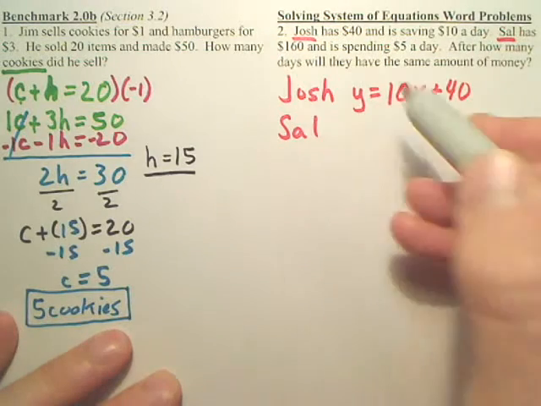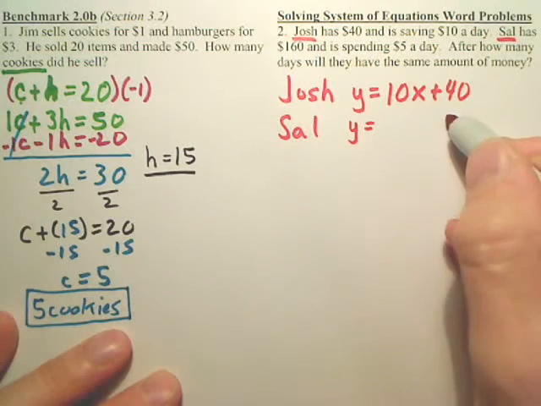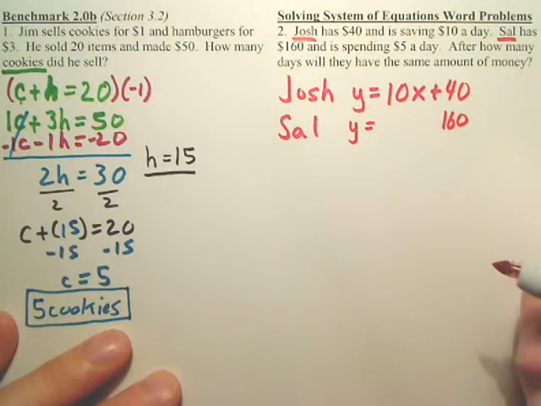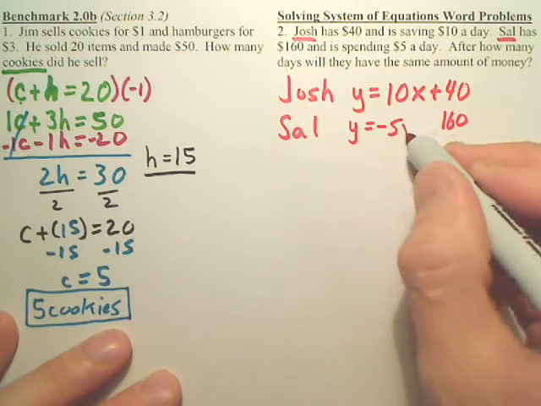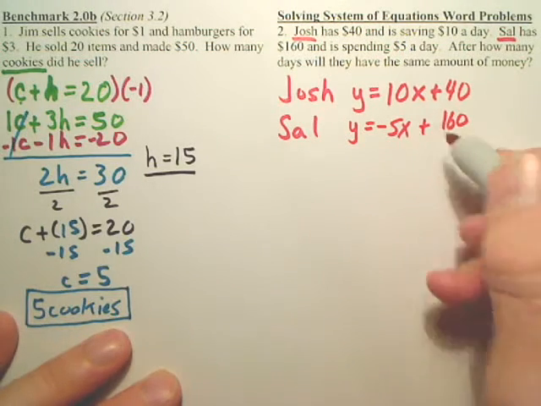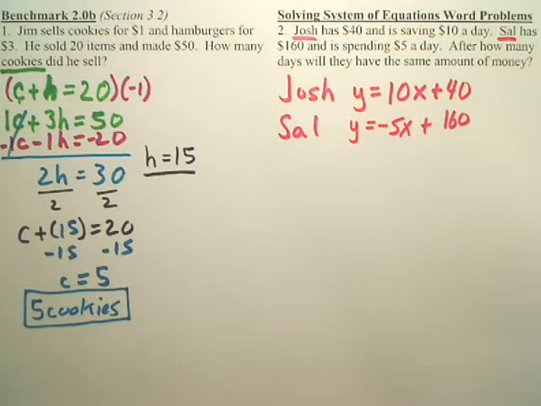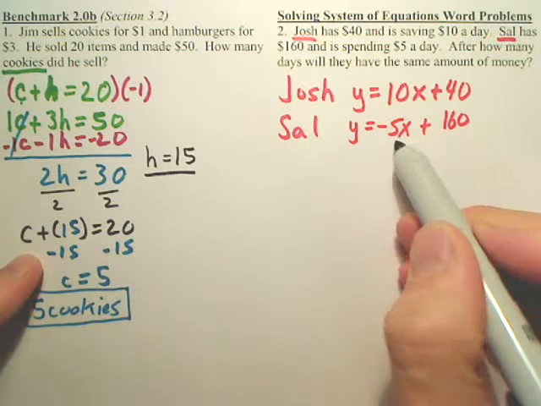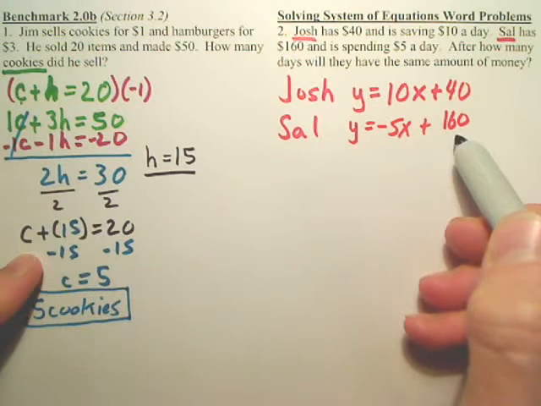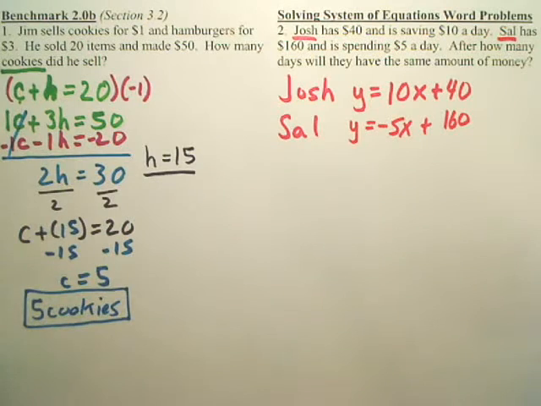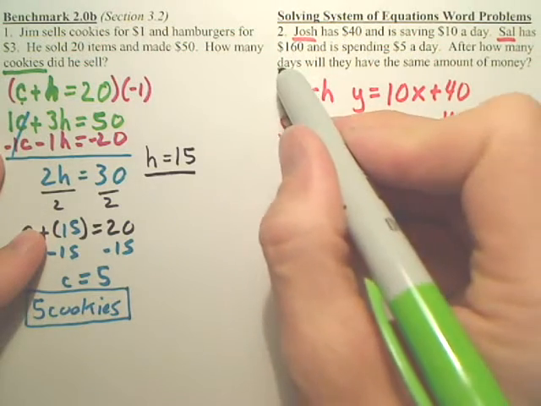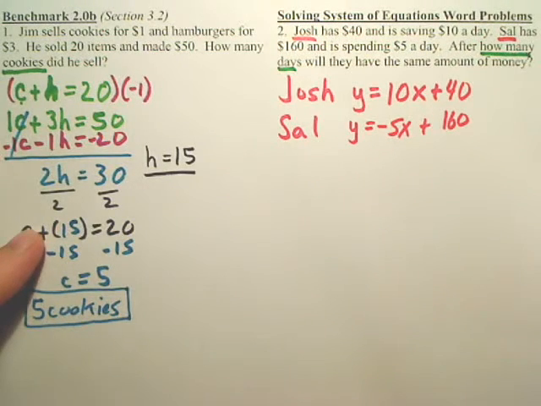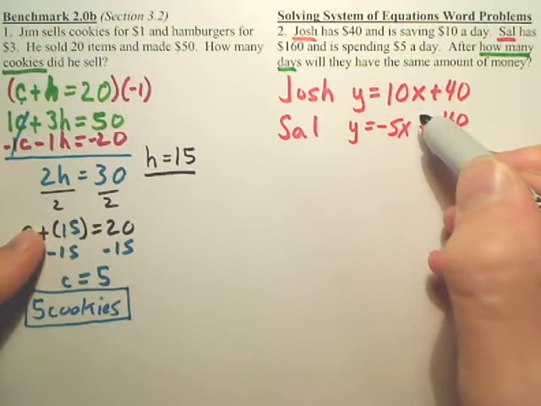Anywho, Sal has $160. So Sal over here is 160. That's what he's starting with. But what is he doing? He's spending $5 a day. So Sal is spending $5 a day, but he has $160 to start with. So the basic question they're asking here is, after how many days will they have the same amount of money? So how many days? So they're asking for X or Y? X. So they're trying to find X when they're the same.